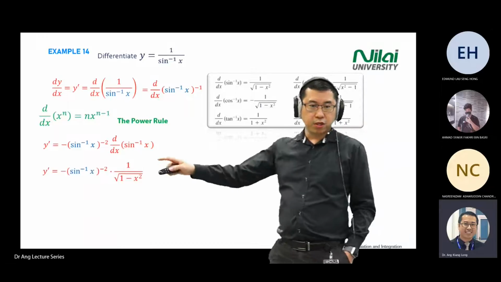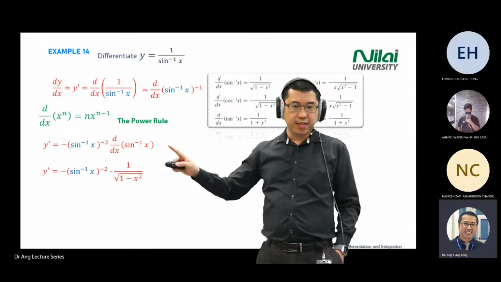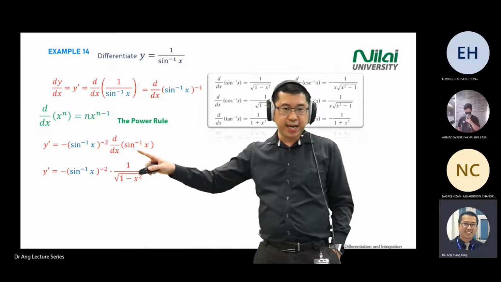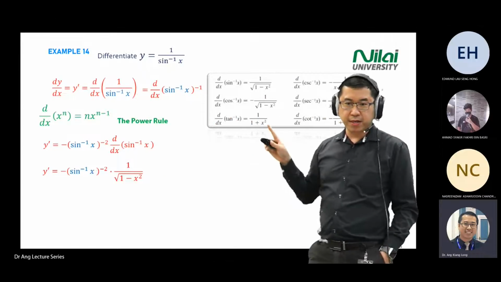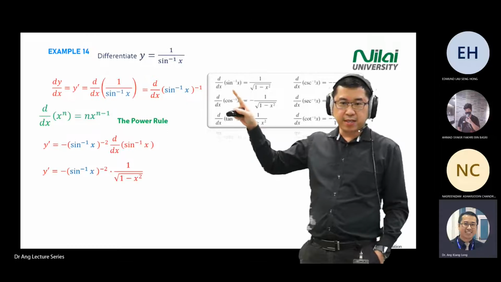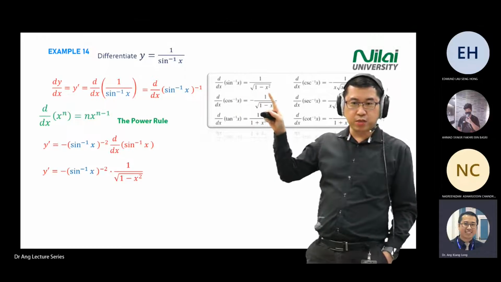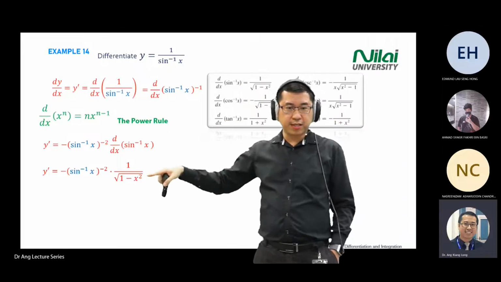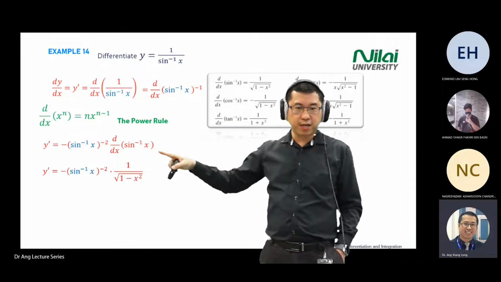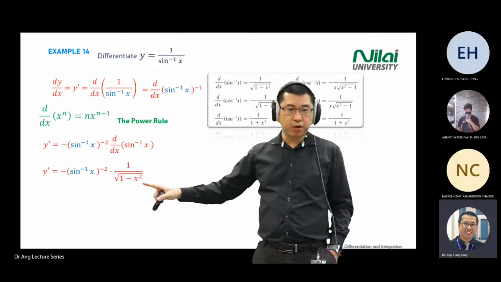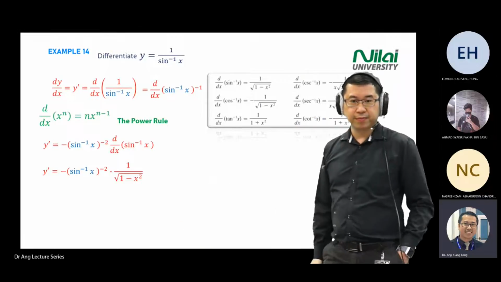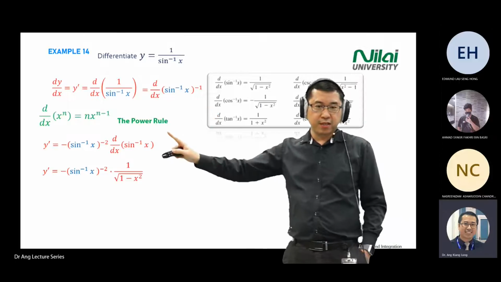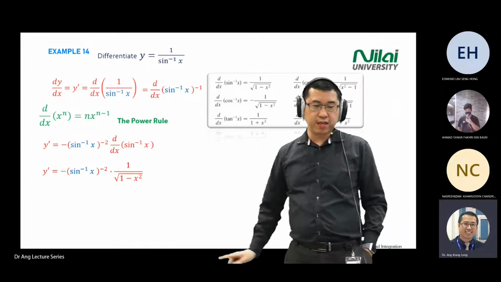Okay, so you have already done the first one. The next step is just to compare d over dx of sine minus 1 with this table. With this table, this one equals this one. So you just copy this one, paste it in your answer, and substitute with this one, 1 over the square root of 1 minus x squared. Any question from here to here to here?